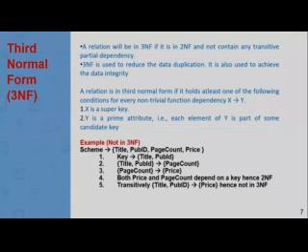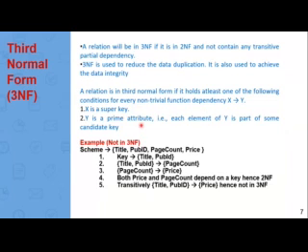Next, come to the third normal form. Here, a relation will be in third normal form if it does not contain any transitive partial dependency. Moreover, why do we need the third normal form? Because it reduces data duplication and also achieves data integrity. See here, let's say there is a non-trivial functional dependency, that is X determines Y, where X is a super key and Y is a prime attribute.